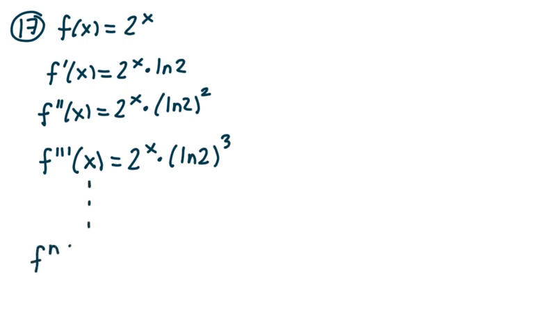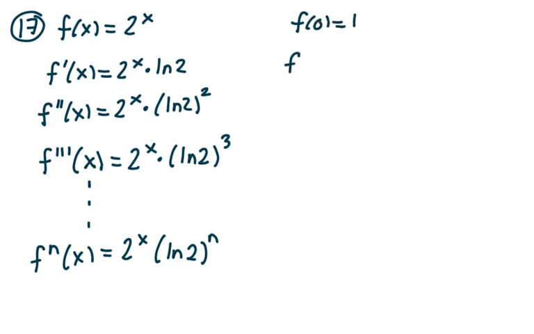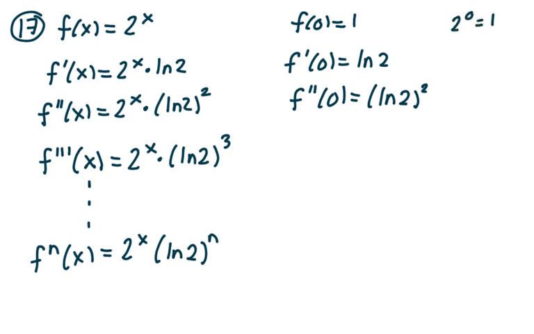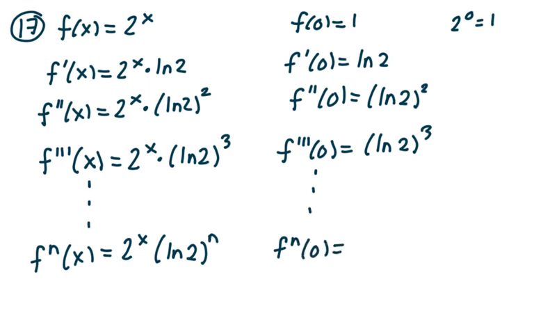When I take the third derivative of f and evaluate it at x, I get 2 to the x times natural log of 2 to the third, dot, dot, dot. And when I take the nth derivative of f and evaluate it at x, I get 2 to the x times natural log of 2 to the n. Okay. Now, f of 0 is 1. F prime of 0 is natural log of 2. F double prime of 0 is natural log of 2 squared. Don't forget that 2 to the 0 is 1. If I take the third derivative of f and evaluate it at 0, I get natural log of 2 to the third. Dot, dot, dot. And then if I take the nth derivative of f and evaluate it at 0, I get natural log of 2 raised to the n.